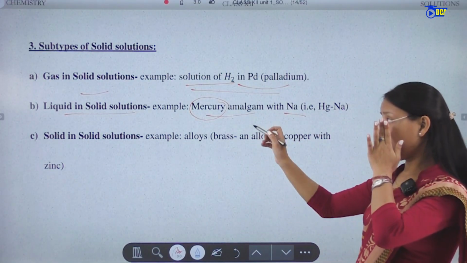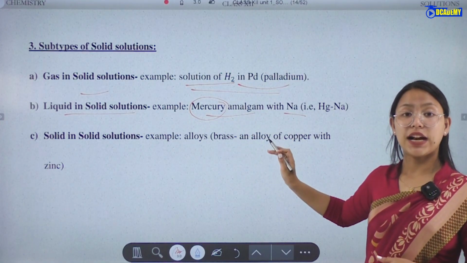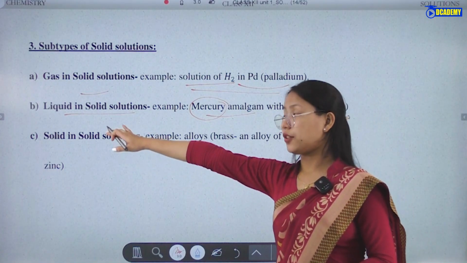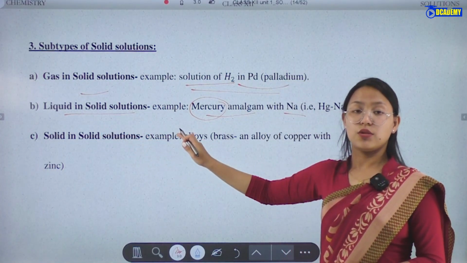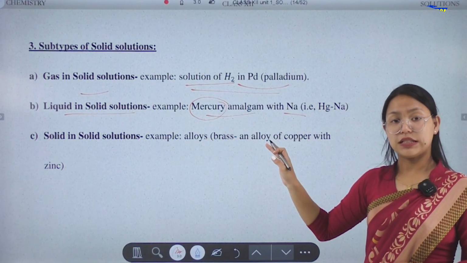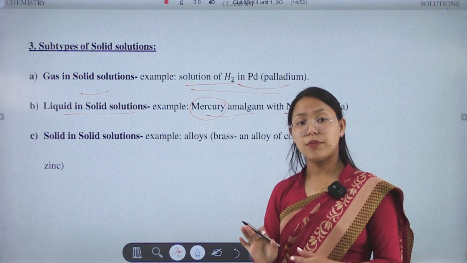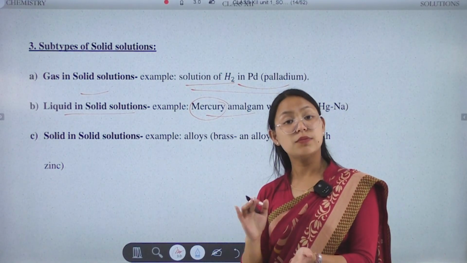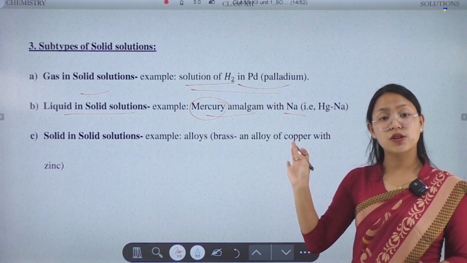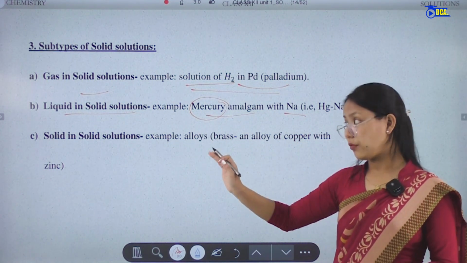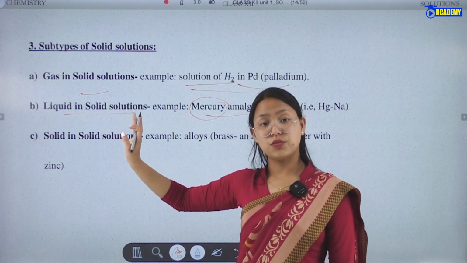It will be termed as what? Amalgam. This is the liquid in solid solution, mercury amalgam with sodium metal. Mercury is liquid in nature, that is, liquid at room temperature, and sodium is solid at room temperature. When solid and liquid form a mixture, it is a liquid in solid solution.